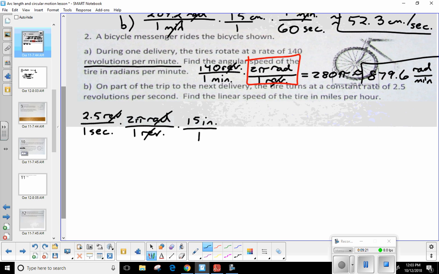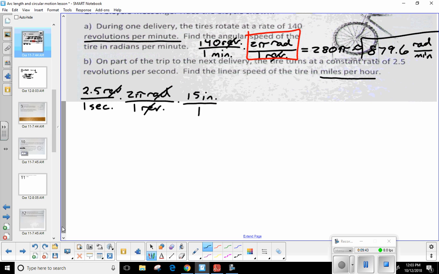It's in inches per second. That is going to be the linear speed. Okay, but it wants it specifically how? In miles per hour. So I'm going to have to change the inches, and I'm going to have to change the seconds. And it does not matter how you start. Do you want to start with time or the length? Okay, let's start with time.